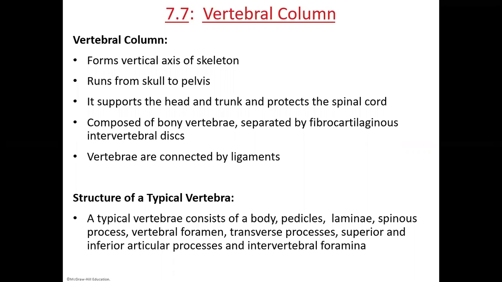Its purpose is to provide support for your head and for your trunk, what allows you to stand up straight. And also, it protects your spinal cord, which is the second most well-protected organ in your body after the brain, of course, which is completely surrounded by the skull. The spinal cord, there's a picture on the next slide.